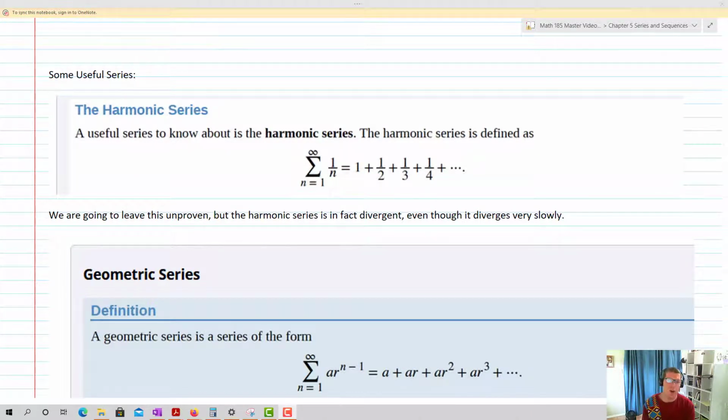So let's take a look at two very useful series. The first one is called the harmonic series, and it's going to be the sum n equals 1 up to infinity of 1 over n, and that'll equal 1 plus 1 half plus 1/3, all the way up through infinity. The thing about the harmonic series that's going to end up being very important is that the harmonic series is in fact divergent. Even though it diverges very slowly, it is in fact divergent.